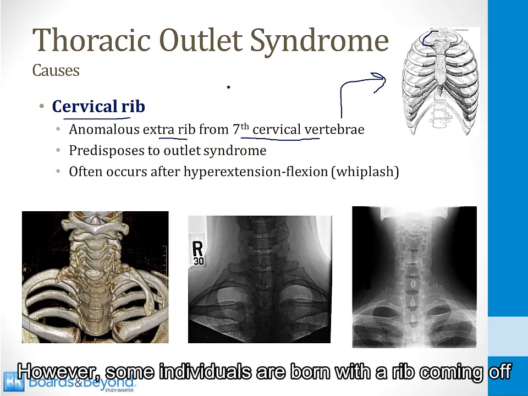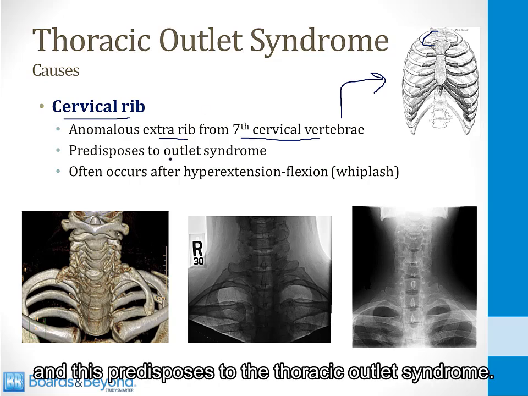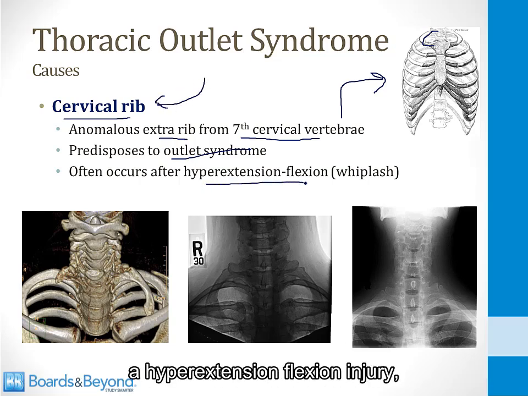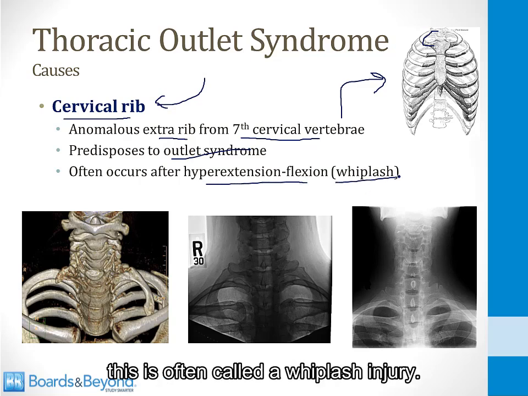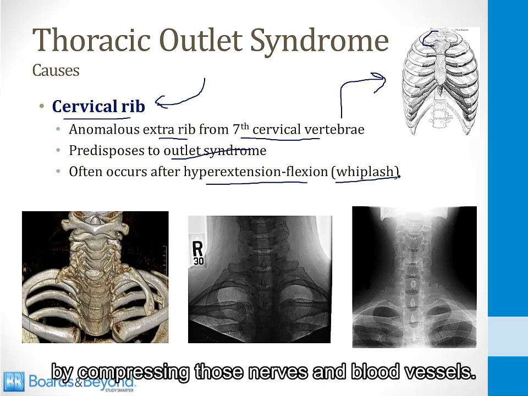However, some individuals are born with a rib coming off the 7th cervical vertebrae, and this predisposes to the thoracic outlet syndrome. This often occurs if someone who has a cervical rib suffers a hyperextension flexion injury. This is often called a whiplash injury. This can lead to development of the thoracic outlet syndrome by compressing those nerves and blood vessels.